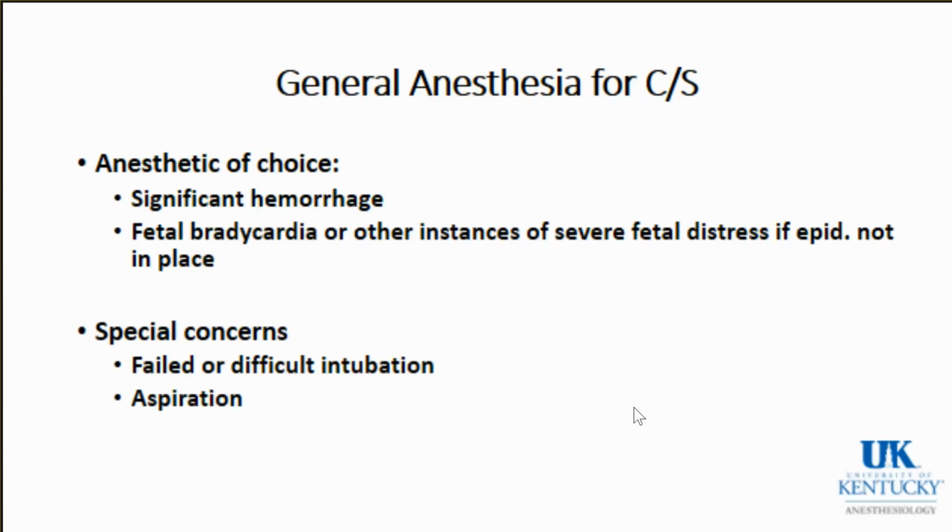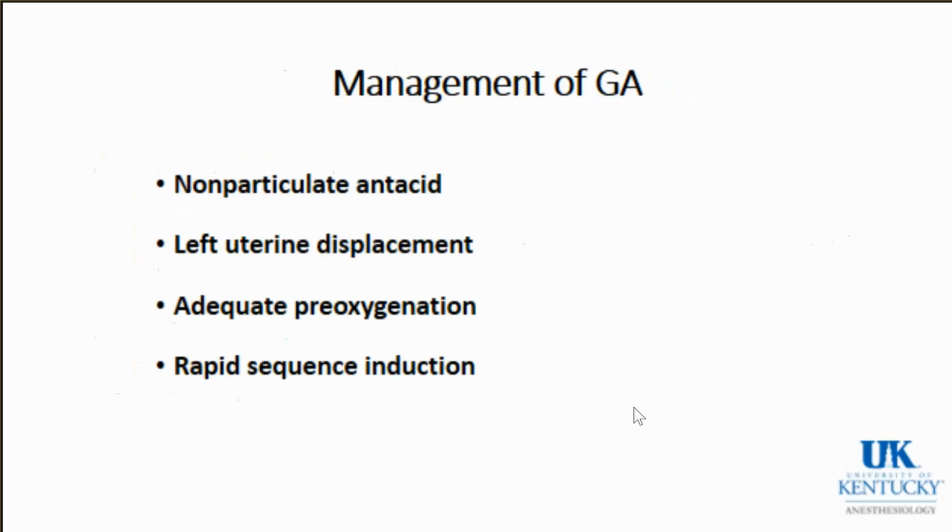Now, there are times when you do need to do general anesthesia for C-section. It's going to be your anesthetic of choice if you have a patient who's significantly hemorrhaging, where you don't want to do a sympathectomy, or if you have severe fetal distress, like sustained fetal bradycardia, where you need to get the baby delivered as quickly as possible. And of course, pushing drugs and intubating is generally going to be quicker, even in the best of regional anesthesiologists, than doing a neuraxial procedure. Your concerns with general are going to be a failed or difficult intubation, as well as concerns about aspiration.